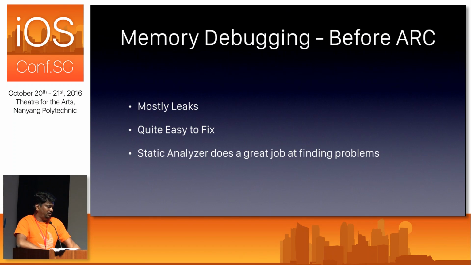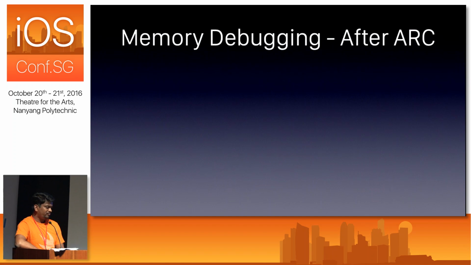Before ARC, your memory issues were mostly leaks. Instruments helps us a lot at runtime. Static analyzer is brilliant, and most of these issues were also quite easy to fix. Most of the time, your problems were in one single file, right? You leak memory, you create something in viewDidLoad, you forget to deallocate it in dealloc or viewDidUnload, and so on. But after ARC, not so straightforward, right?